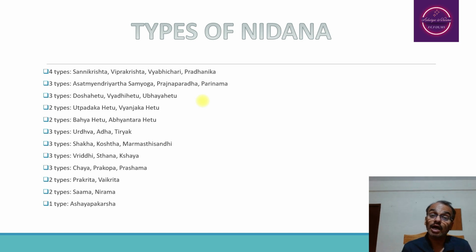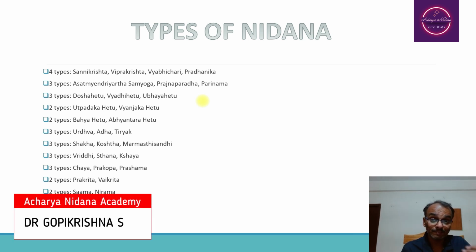Regarding the Abhyantara Hetu, there are again sub-classifications. 3 types: Urdhva, Adha, Tiryagati. 3 types: Shakha, Koshtha, Marmasthi Sandhigati. 3 types: Vriddhi, Sthana, Kshaya. 3 types: Chaya, Prakopa, Prashama. 2 types: Prakrita and Vaikrita. 2 types: Sama and Nirama, and 1 type, Ashayapakarsha. So far we have discussed 4 types of Nidana, and 3 types of Nidana: Asatmendriya Sanyoga, Prajnaparada and Parinama.